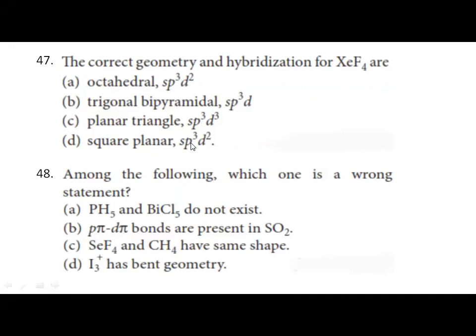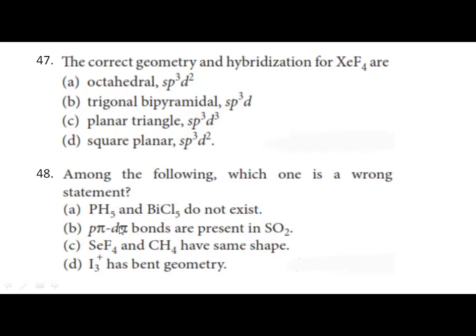Among the following, which one is a wrong statement? PH5 and BiCl5 do not exist. Pπ-dπ bonds are present in SO2. SeF4 and CH4 have same shape. I3+ has bent geometry. PH5 and BiCl5 do not exist: that is true because bismuth shows +3 oxidation state, so BiCl3 should come. Phosphorus cannot combine with hydrogen this way because it becomes a very violent reaction.